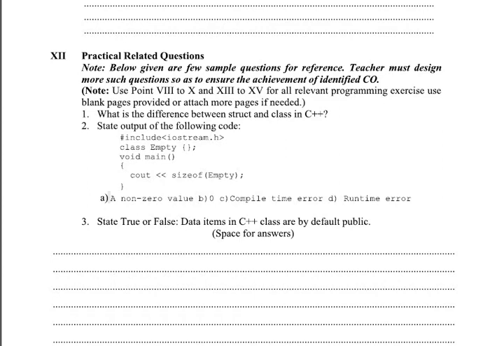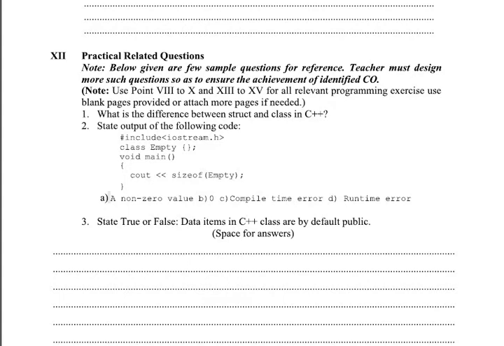Now we will see the practical-related questions. The first question is: what is the difference between struct and class in C++? Structure is a collection of different data types, whereas class is a collection of similar data types. The structure keyword is used for structures and the class keyword for classes. Data hiding is not achieved in structures, but data hiding is achieved in classes. Class is a collection of objects.